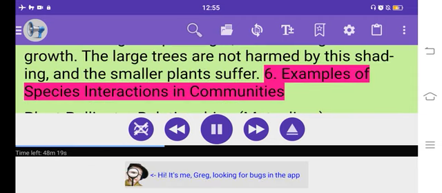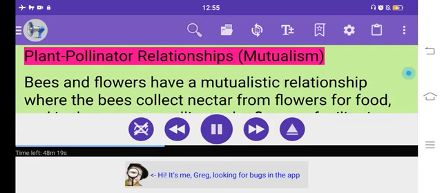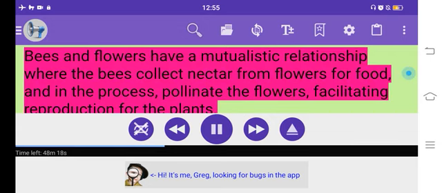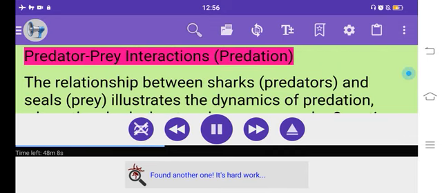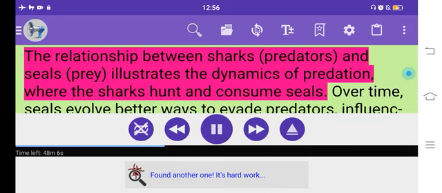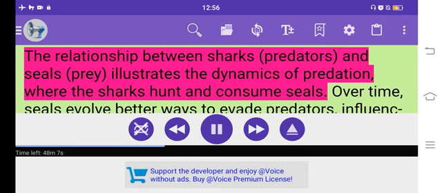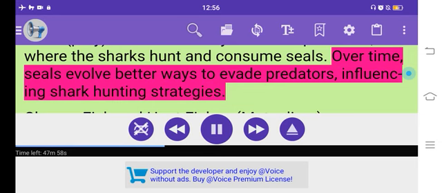6. Examples of species interactions in communities. Plant-pollinator relationships. Mutualism. Bees and flowers have a mutualistic relationship where the bees collect nectar from flowers for food, and in the process, pollinate the flowers, facilitating reproduction for the plants. Predator-prey interactions. Predation. The relationship between sharks, predators, and seals, prey, illustrates the dynamics of predation, where the sharks hunt and consume seals. Over time, seals evolve better ways to evade predators, influencing shark hunting strategies.